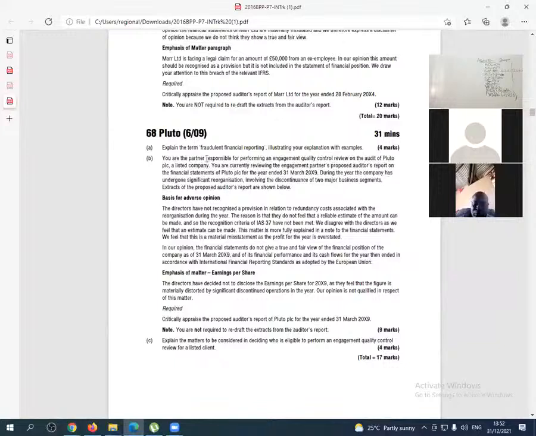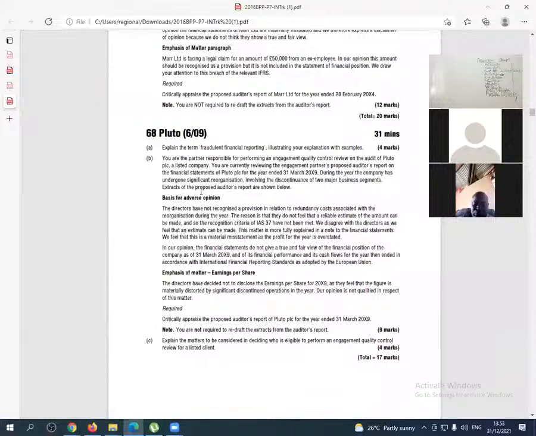You are the partner responsible for performing an engagement quality control review on the audit of Pluto PLC, a listed company. You are currently reviewing the engagement partner's proposed auditor's report on the financial statements of Pluto PLC for the year ended 31st March 2019. During the year, the company has undergone significant reorganization involving the discontinuance of 2 major business segments. Extracts of the proposed auditor's report are shown below. They're still proposed. That's why they have brought this to you.